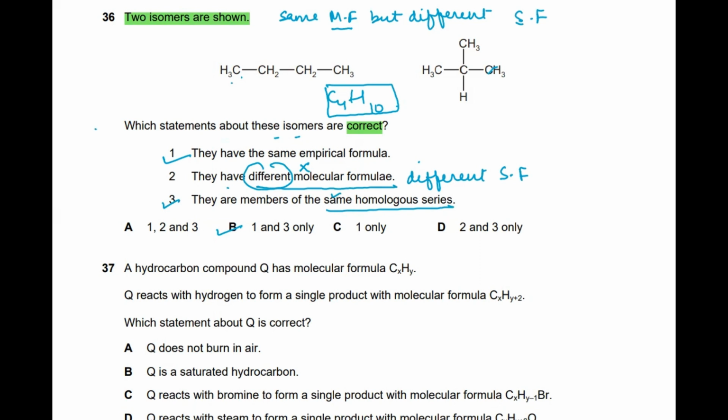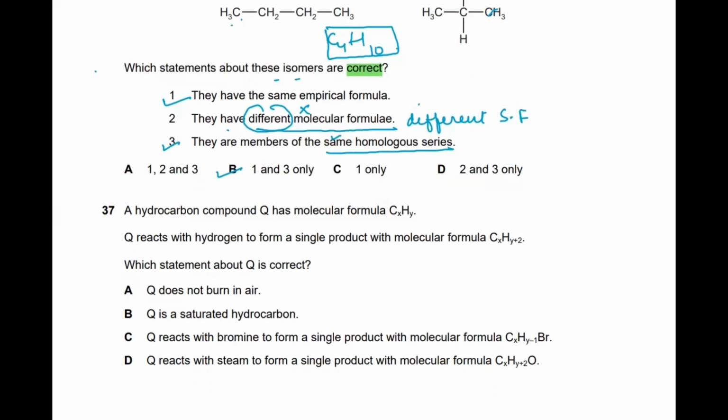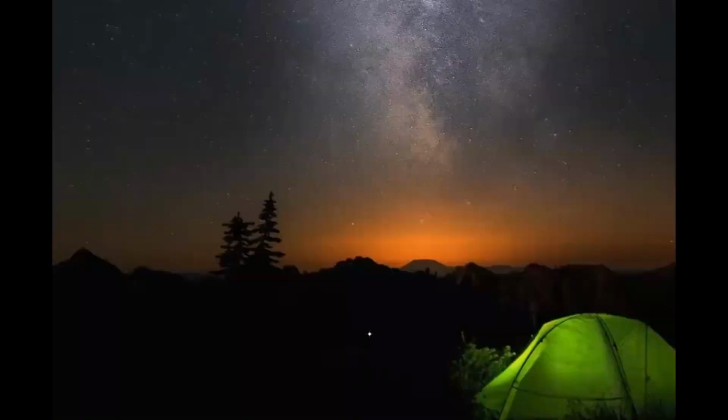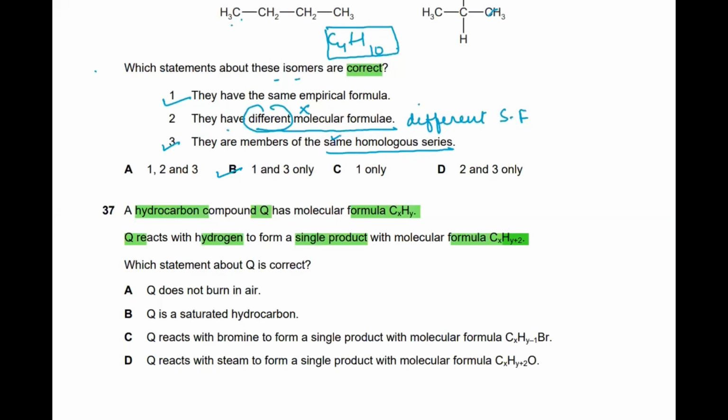Moving to 37 now, which is again from organic chemistry. The 37 states that a hydrocarbon compound Q has an empirical formula C6H5. Okay, it's a hydrocarbon. Q reacts with hydrogen to form a single product with a molecular formula CxHy+2. So CnH2n+2 is the general formula for alkanes.